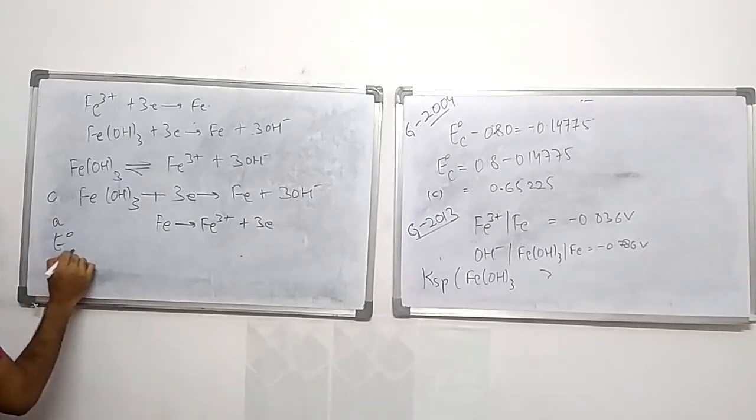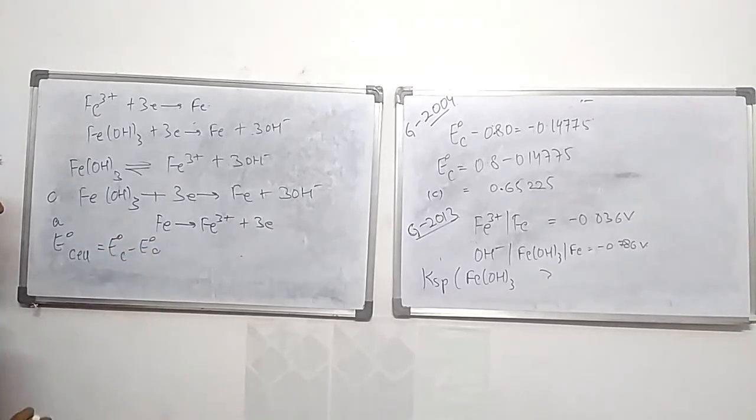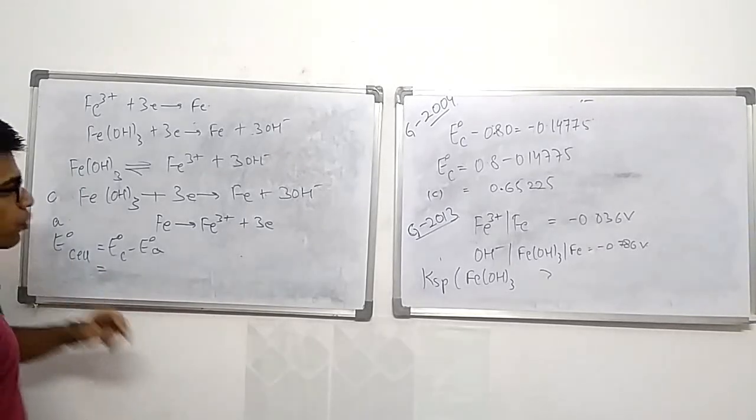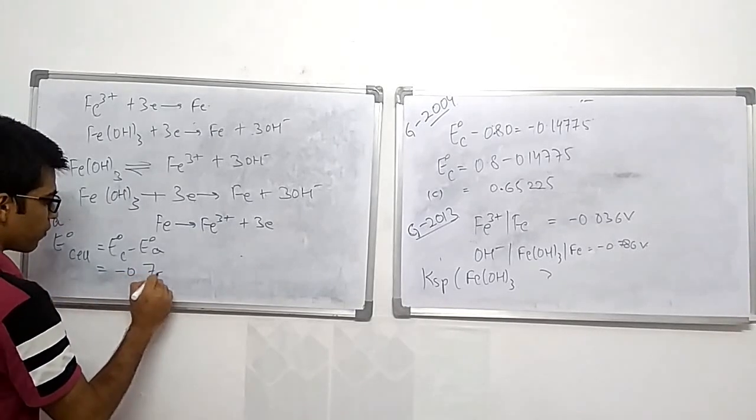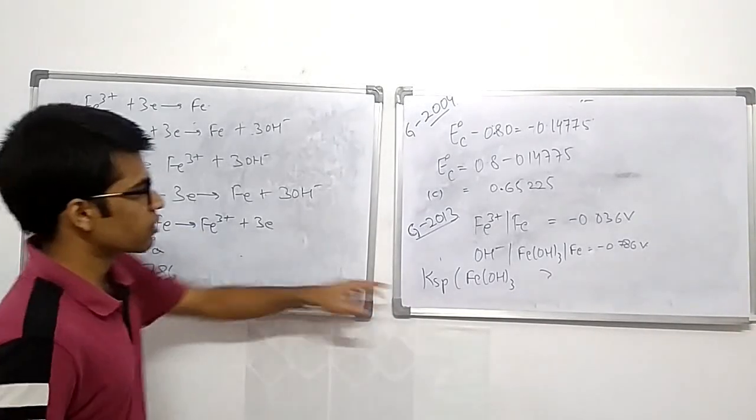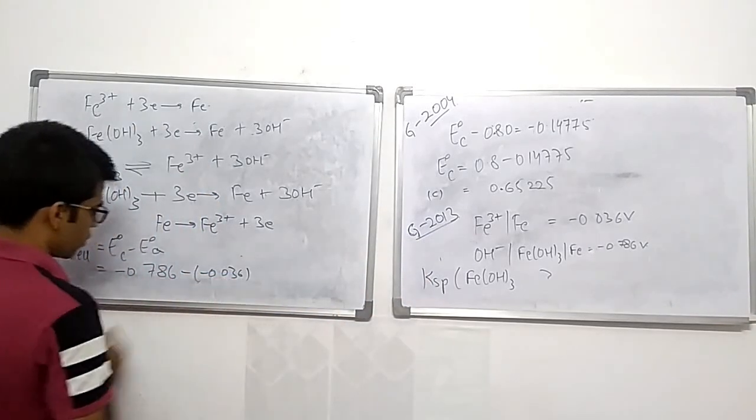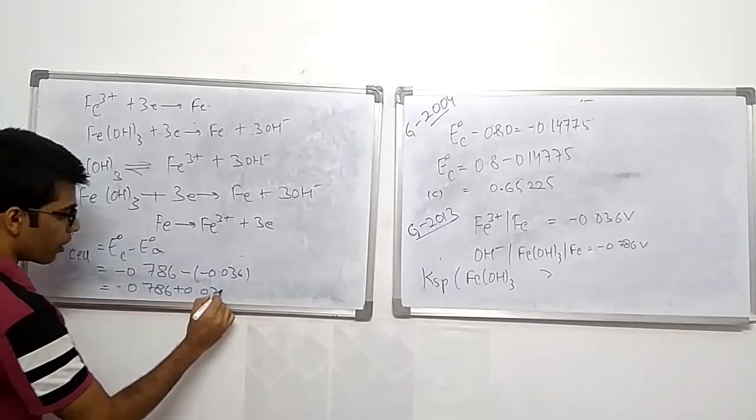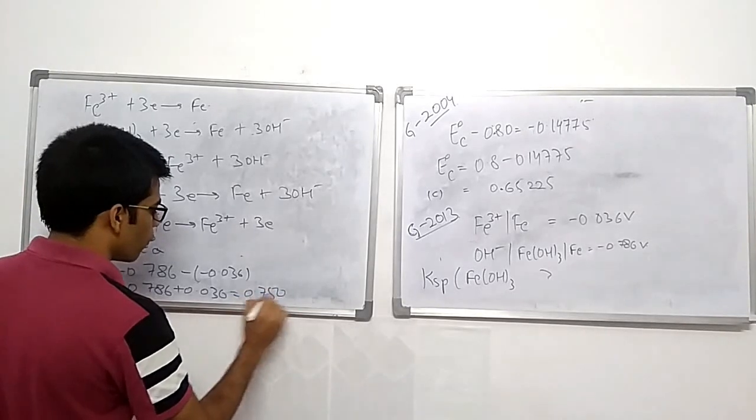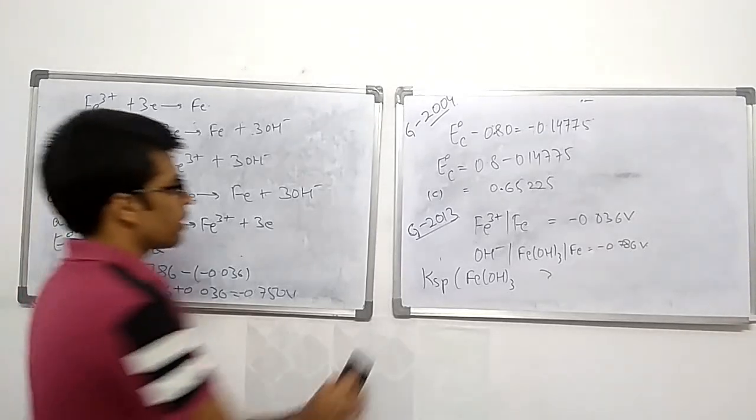So I need E naught cell. That will be E naught cathode minus E naught anode. And what would this give? So cathode is my FeOH whole thrice, that means this, it is negative 0.786, and the anode is this, that means this one, that would give me minus of negative 0.036. If you solve it, you would get 0.750 with a negative sign in volts. I have got E naught cell. I can get KSP from here.